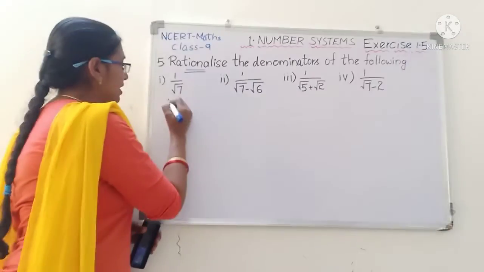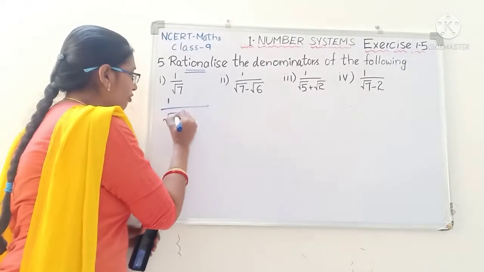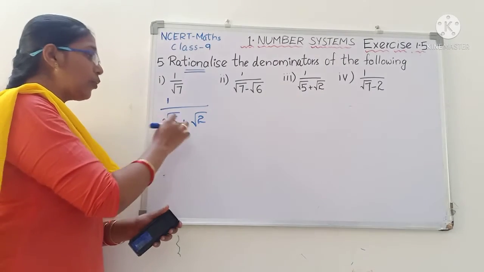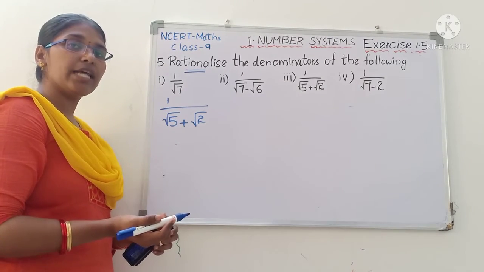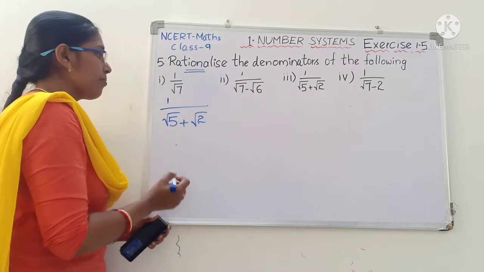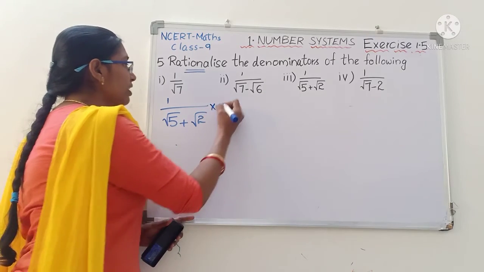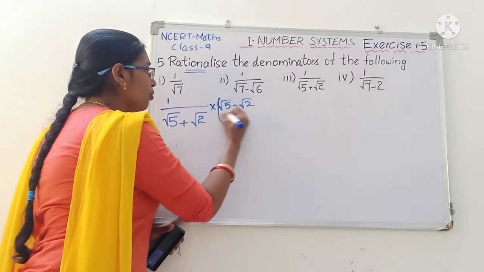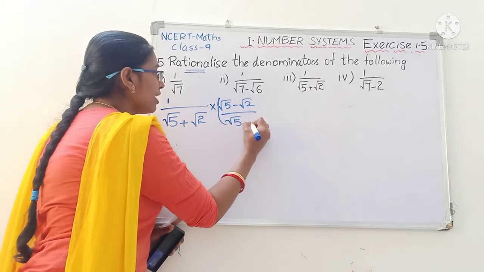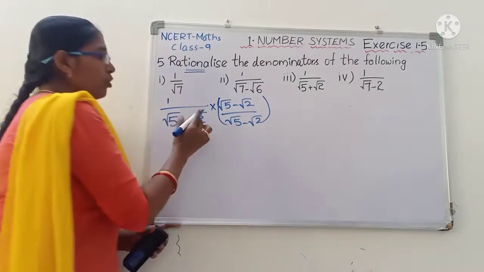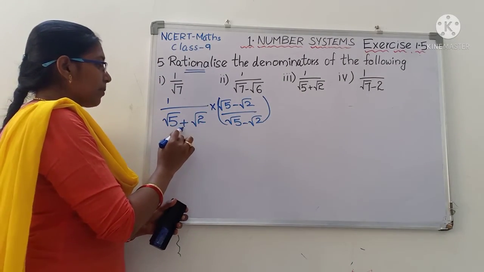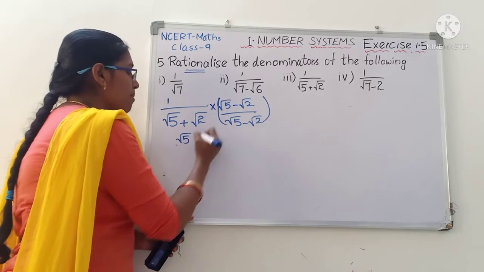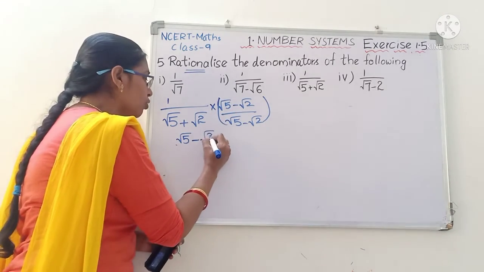One by root 5 plus root 2. How is it children? 1 by root A plus root B. What should you do to rationalize? Just change the sign. Multiply both numerator and denominator with root 5 minus root 2 by root 5 minus root 2. Both numerator and denominator you multiply. Just change the sign and multiply. 1 into root 5 is root 5, minus 1 into root 2 is root 2.